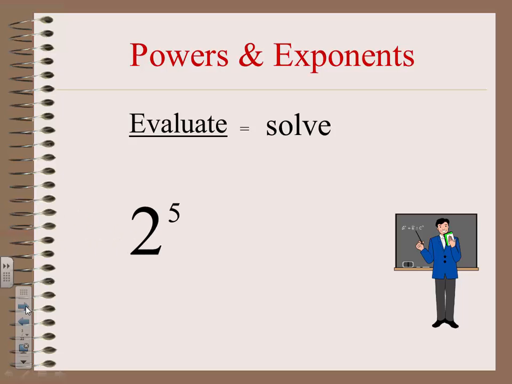Okay, so we're going to show you, up here we're calling this powers and exponents. This is a 2. The base number is 2. That's a regular old number that we're used to. The 5 is a smaller number. That can be called an exponent or it can be called a power, either one.